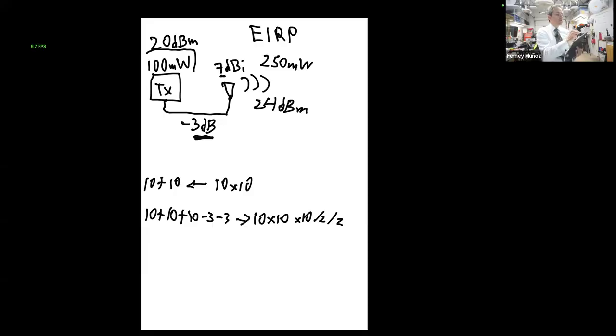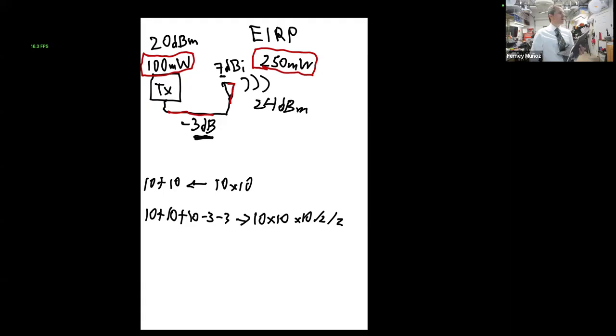See, you inject 100 milliwatts of power, and then you lose some in the cable, and then you gain with the antenna, and then this is actually what leaves your antenna. This is the effective isotropically radiated power.